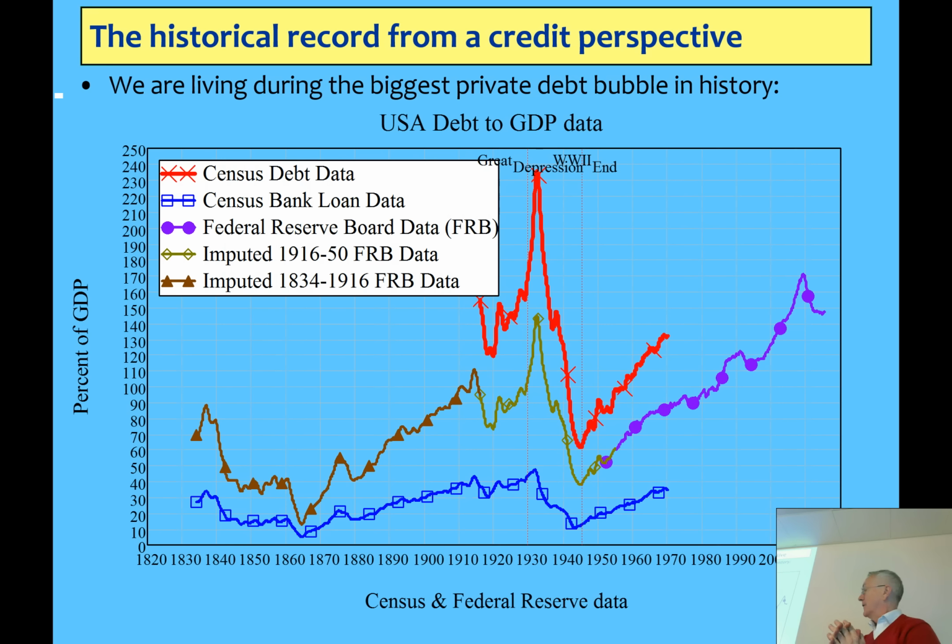This is data taken from the American Federal Reserve and also the American Census Department. The purple line here is the private debt to GDP ratio in America from 1952 on, as recorded in the flow of funds by the Federal Reserve. This one here is the Census Department's records, which you can find in a couple of long-term census data streams. This record is data the Census Bureau kept from 1916 to 1970.